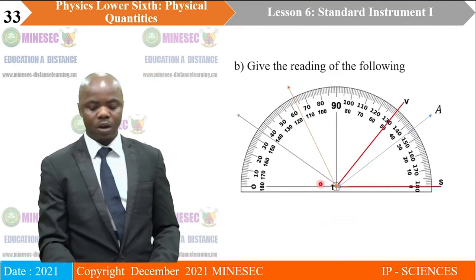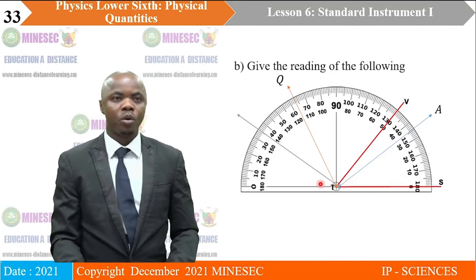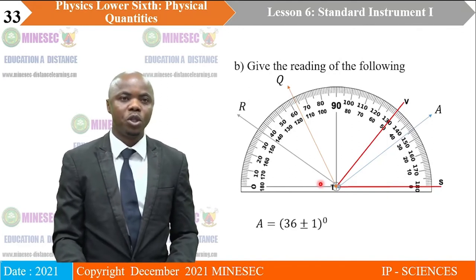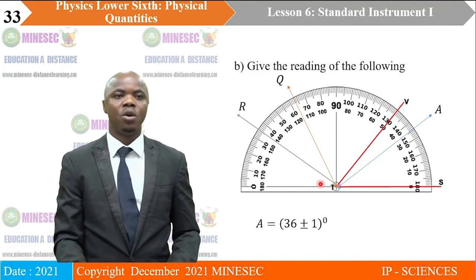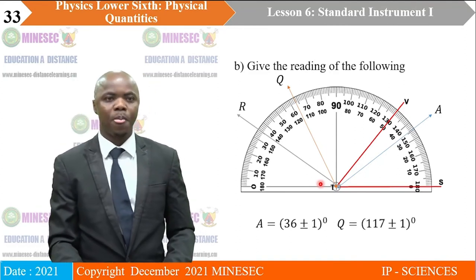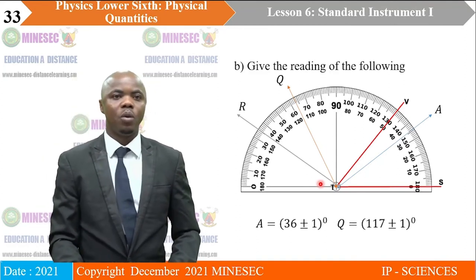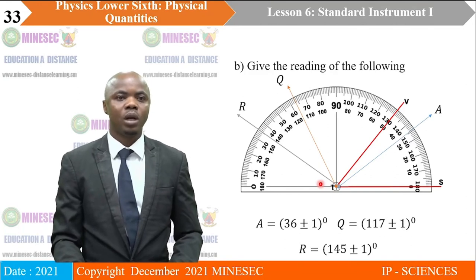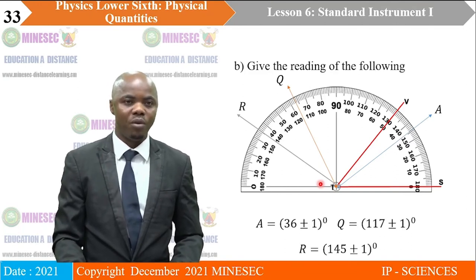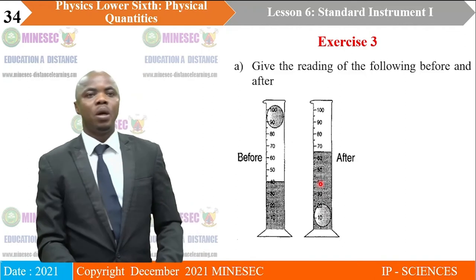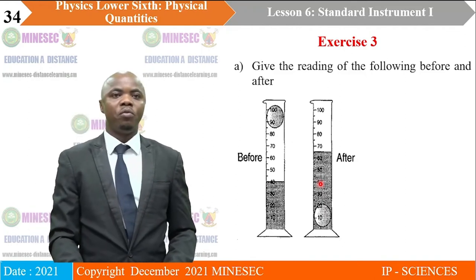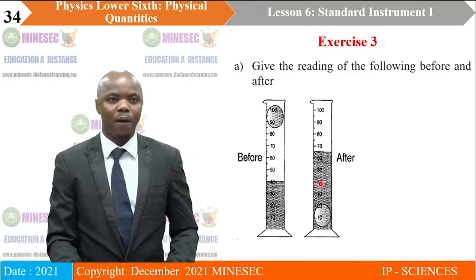Next exercise, give the reading of the following again. If we follow the same procedure of our previous exercise, we have A to be 36, Q to be 117, R to be 145.